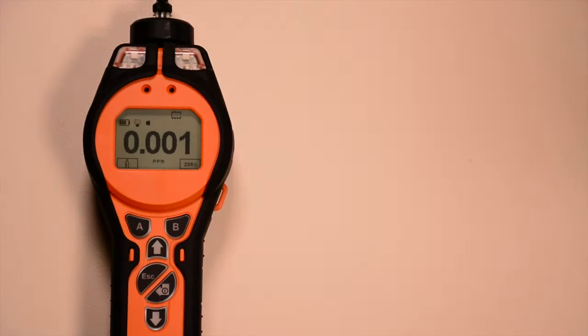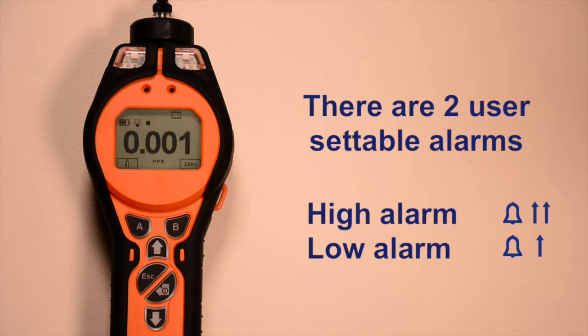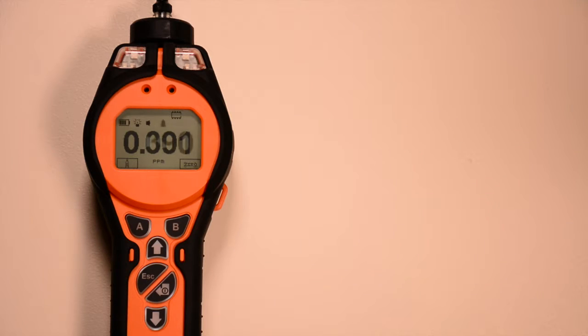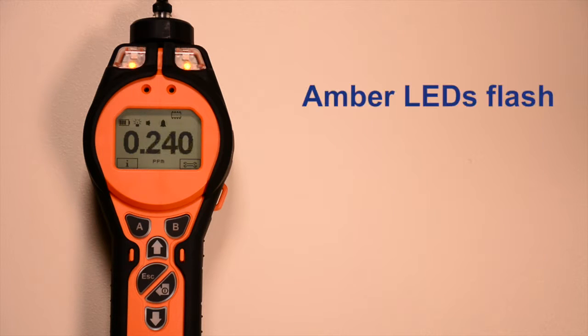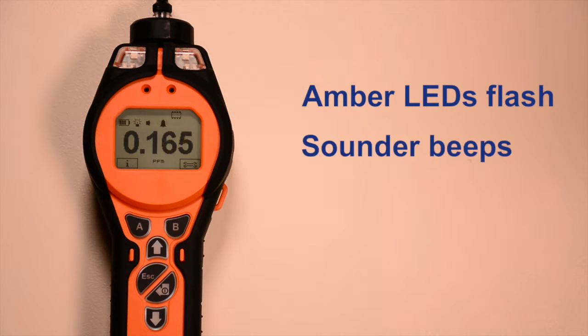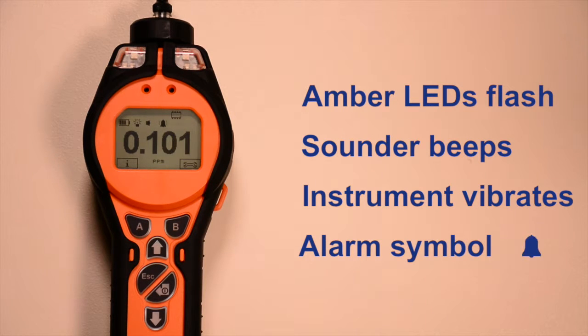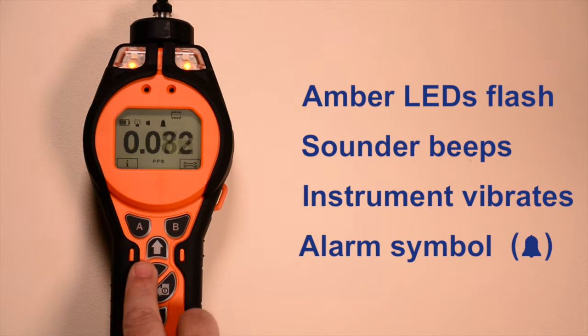The Tiger has two user-settable alarms, the low alarm and the high alarm. The low alarm can be set to warn the user that gas concentrations are approaching an unsafe level. When the low alarm level is exceeded, the amber LEDs flash, the sounder will beep, and the instrument vibrates. An alarm symbol also flashes on screen.